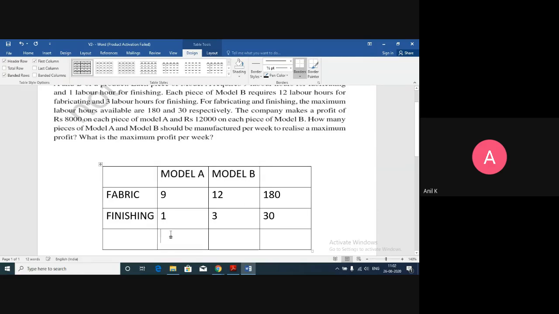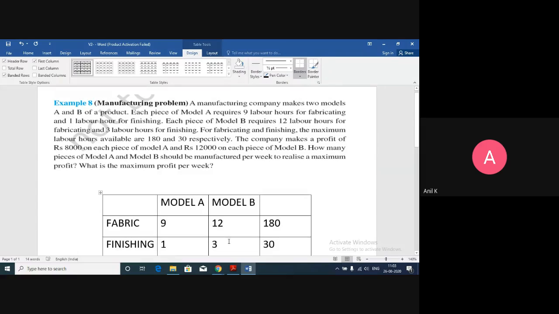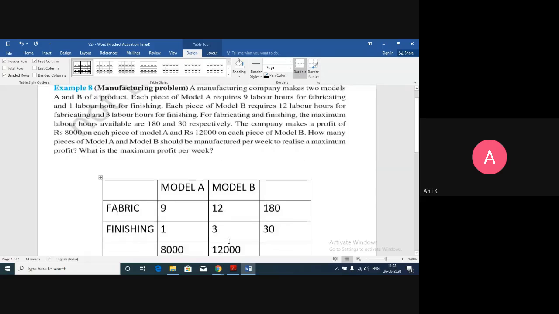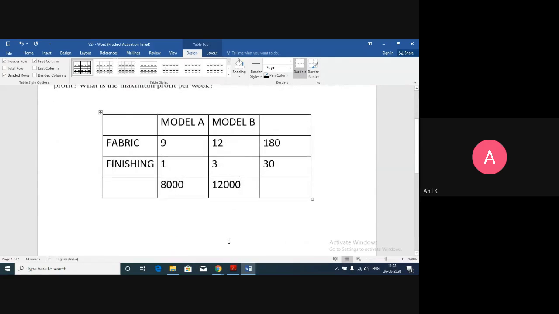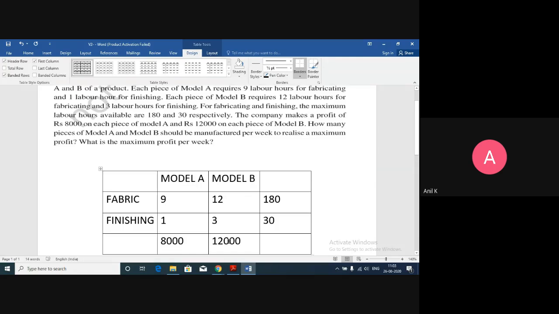Next, the profit of one piece of model A is 8,000 rupees and the profit of one piece of model B is 12,000. Is there anything else we are missing? I think this is the entire data which is given. Okay. Now, what is the question?